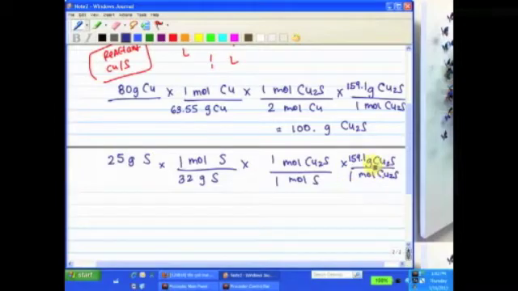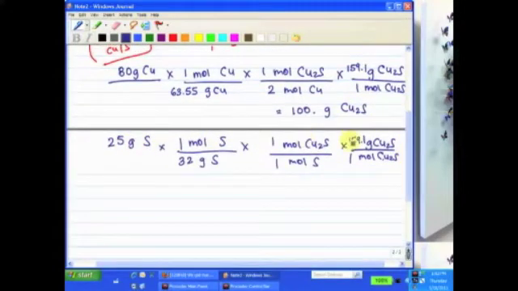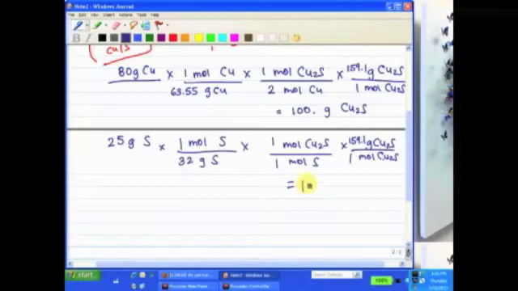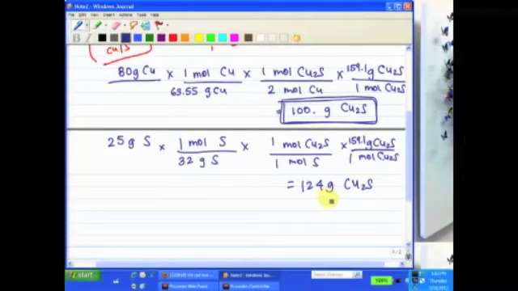Check to make sure you did it correctly, just in case you didn't do it correctly the first time. Then multiply across, divide by what's on the bottom, and the answer comes out to be 124 grams of Cu2S. Now, however much the smaller number is for your product, this is how much is actually being produced. We don't have enough copper, so with this small amount of copper, only this much can be produced. We're going to have some sulfur left over.